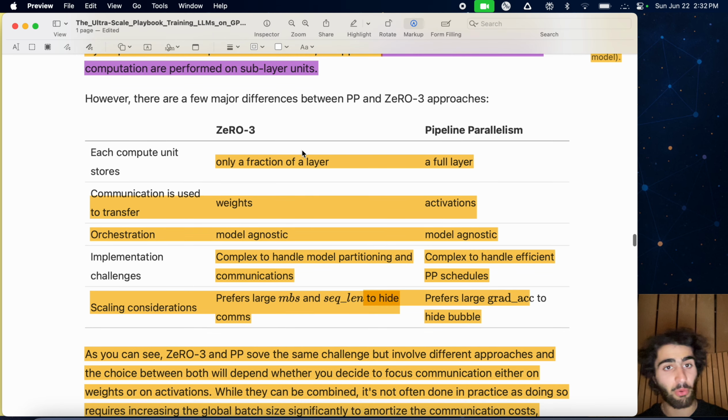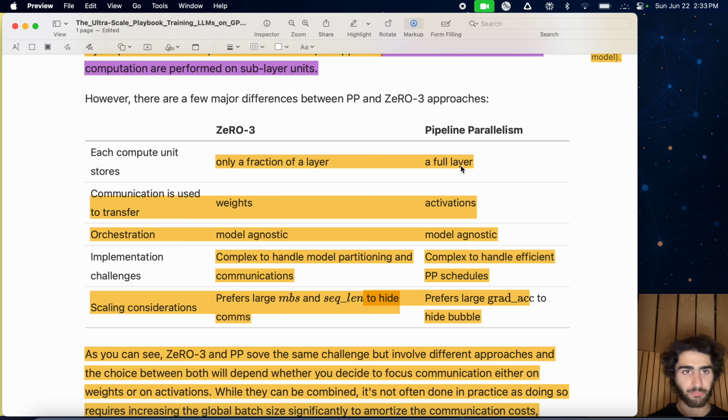So in ZeRO-3, we only store a fraction of a layer, which is strange because I told you that we have the layers intact, but even though the layers are fractioned, we essentially assemble them in real time on demand whenever we need a specific layer. So when the computation is happening, we have the full layer, but at any given moment, we might not. And then in pipeline parallelism, in contrast, we always have the full layer, so there's no required communication between GPUs to reassemble layers.